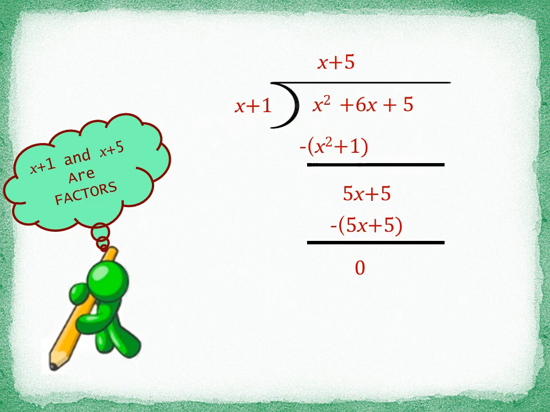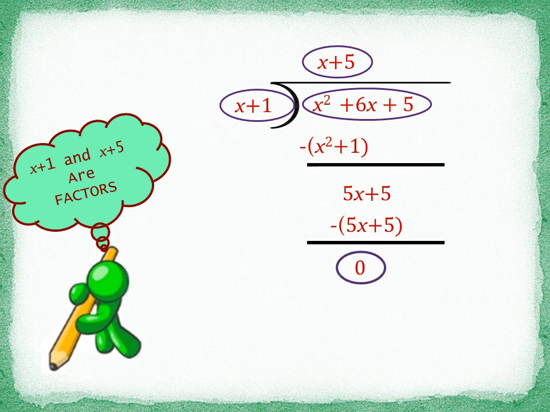So in case you missed that, let me break it down for you. X squared plus 6x plus 5 is the dividend, x plus 1 is the divisor, x plus 5 is the quotient, and 0 is our remainder. Which means that when you divide x squared plus 6x plus 5 by x plus 1, you get x plus 5 with no remainder. That is what makes x plus 1 and x plus 5 factors of this polynomial.